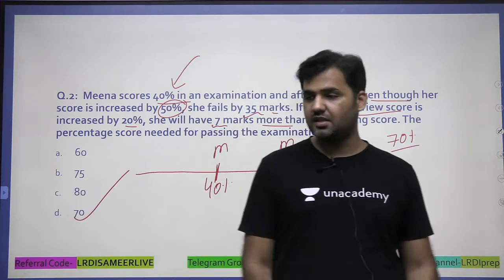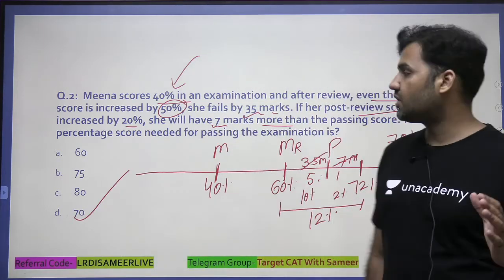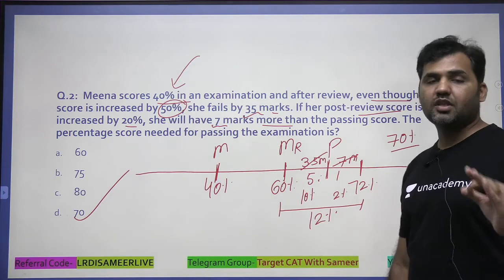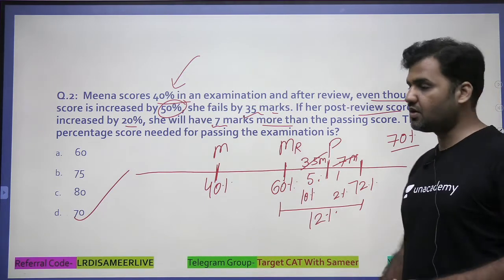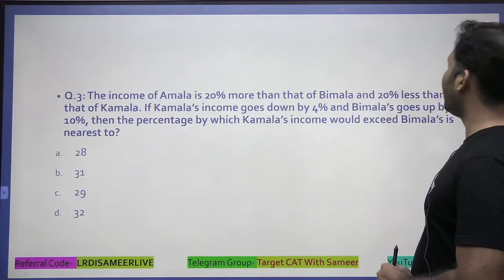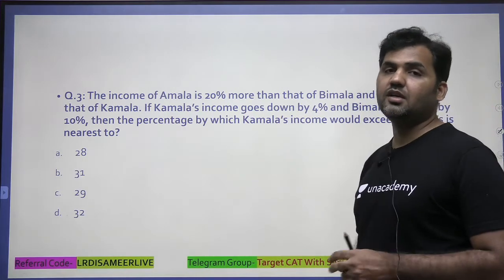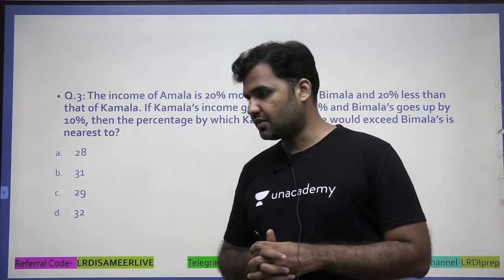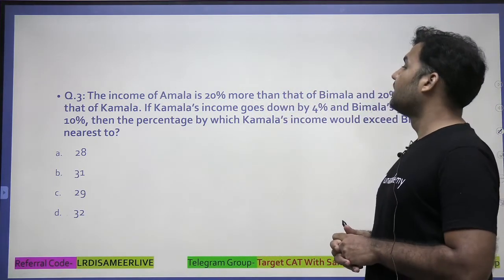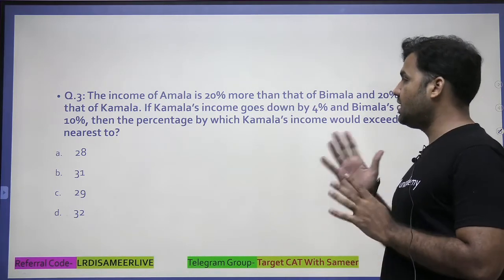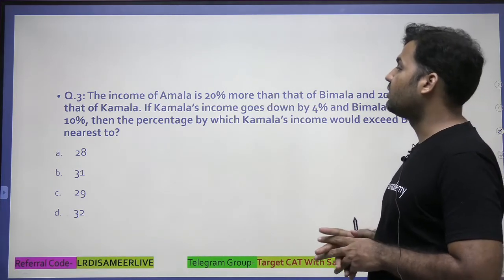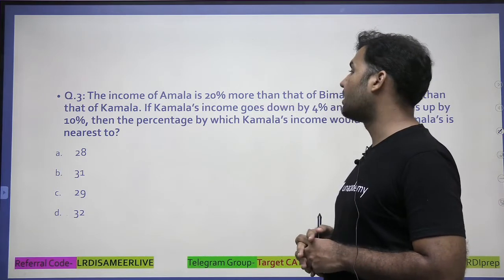A simple, easy and straightforward question. Without assuming X, without assuming total number of marks as equal to 100, you can do this question. Here is the next question, number 3 on the percentage, guys. Let's have a look at it. Again, a simple question, right? There were 3 questions on the percentage that came in CAT 2021.